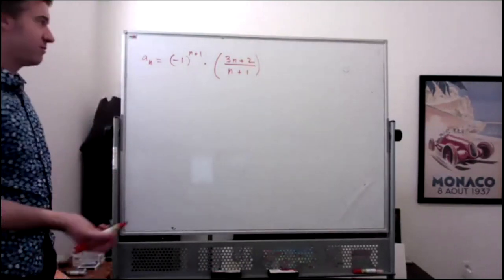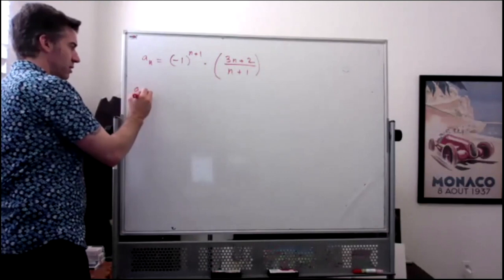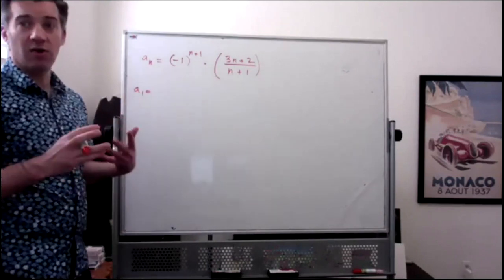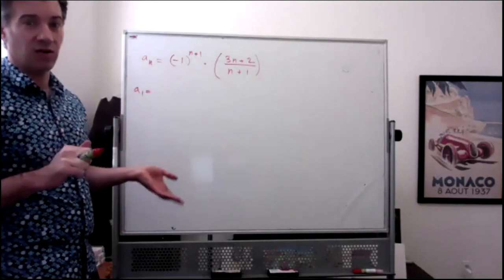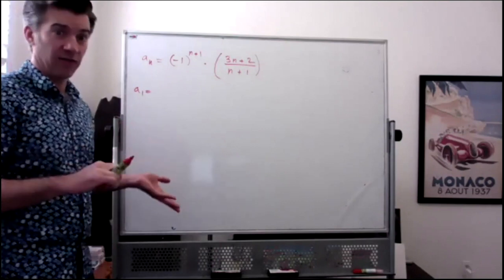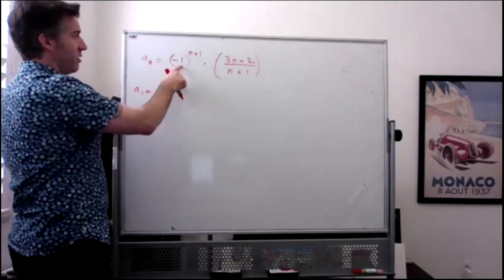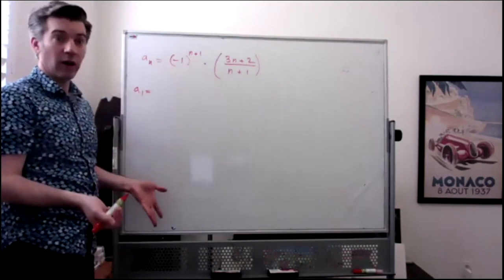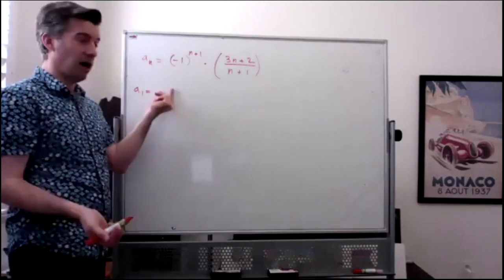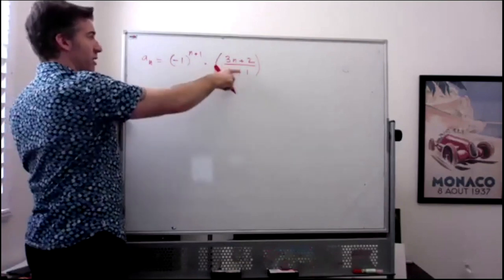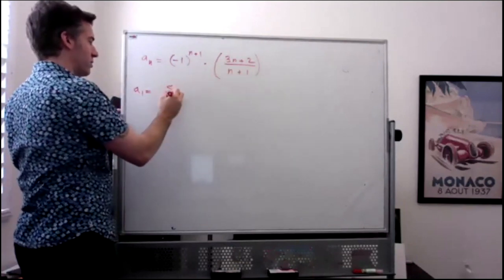Let's write out the first 4 or 5 terms. So this is going to alternate, and sometimes it's going to start on a positive term, sometimes on a negative term, depending on how this is written. So the first term is -1 to the 1 plus 1, which is -1 squared, which is positive 1, so it's going to be positive, and then plug in 1 here, 3 plus 2 is 5 over 2.